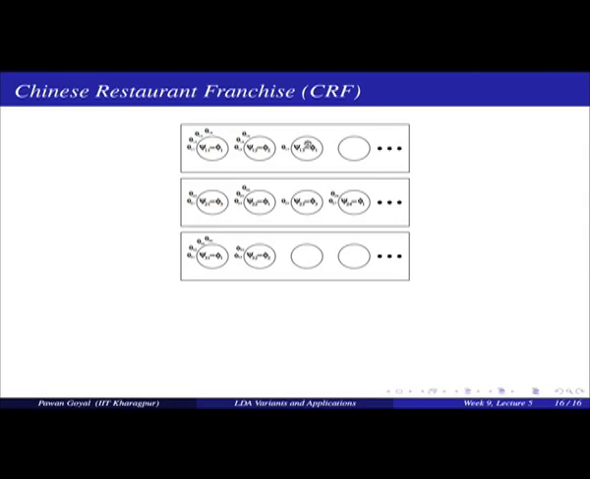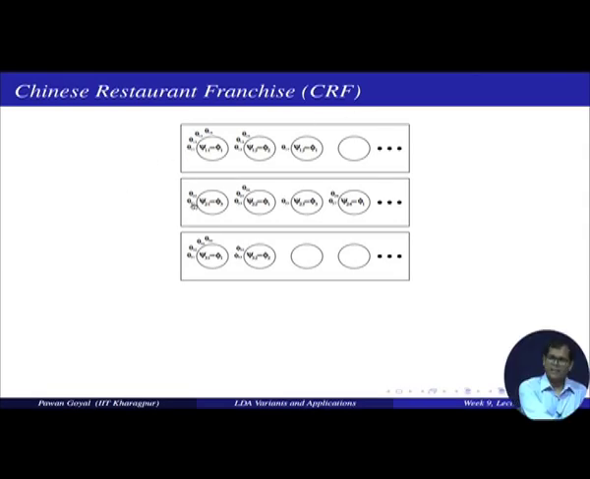See why? Because when a customer comes in, it will first choose the table, right? It can either choose one of the tables that is occupied or a new unoccupied table. Then when it chooses the table, it chooses one of the dishes. So that means the same dish can be chosen at more than one table. Okay, so that means at this table also the same dish was chosen, and so on.